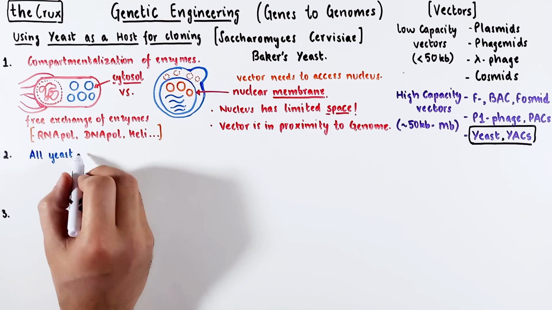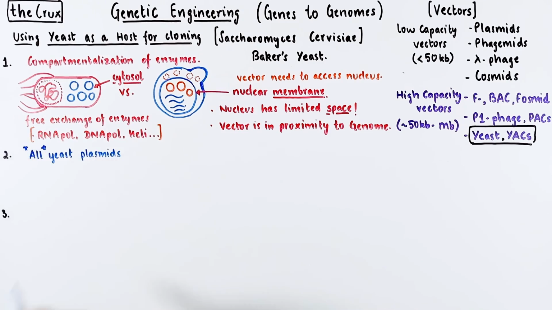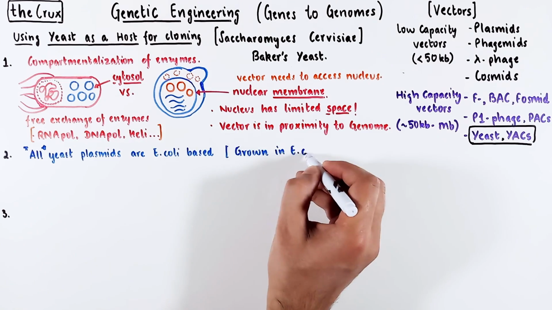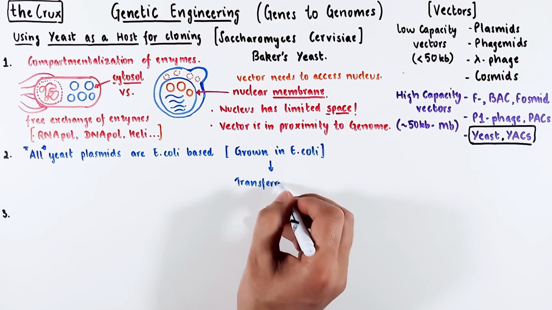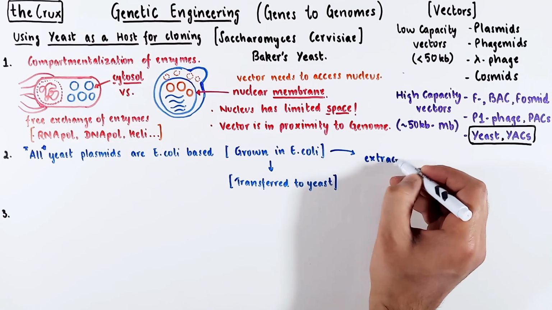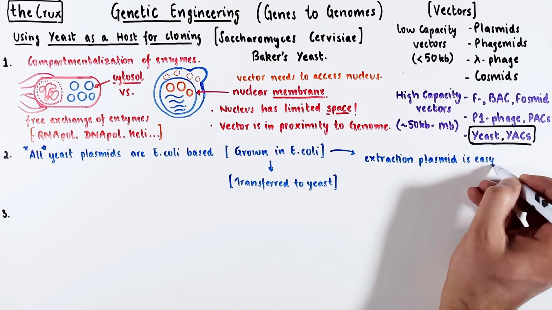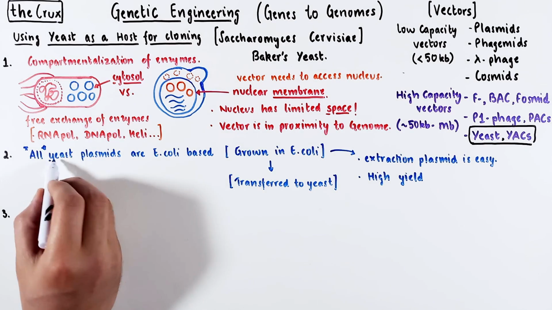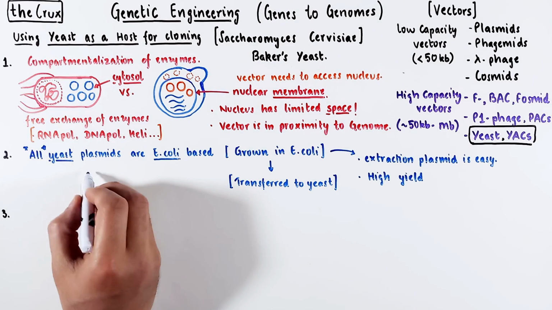Second consideration, all yeast plasmid, well, most if not all, are E. coli-based vectors. This means you start out by expanding the vector in bacteria and then move them to the yeast. You do this because handling bacteria is much easier, the extraction of the plasmid is easy, and the DNA yield is typically very high.